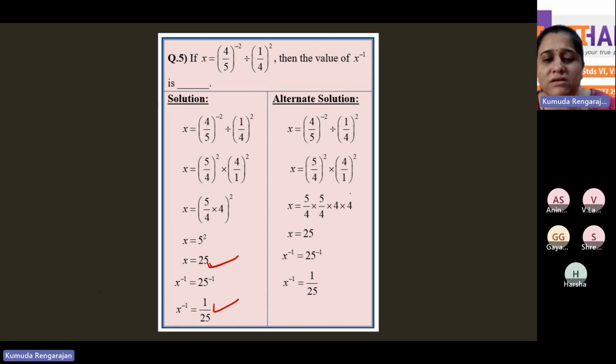So I think here, I've just demonstrated that you can also do it without using the rule. So 5 by 4 whole square is 5 by 4 into 5 by 4. And 4 by 1 whole square is 4 into 4. So 4 gets cancelled and 5 5s are 25.